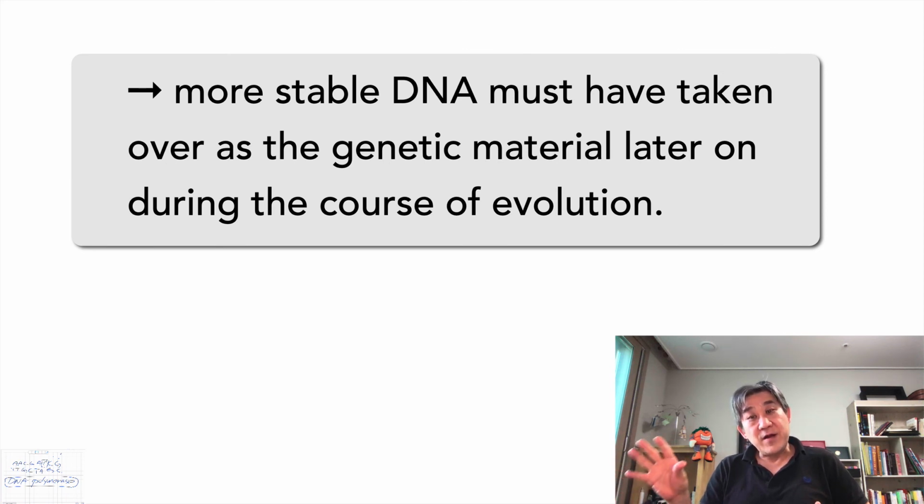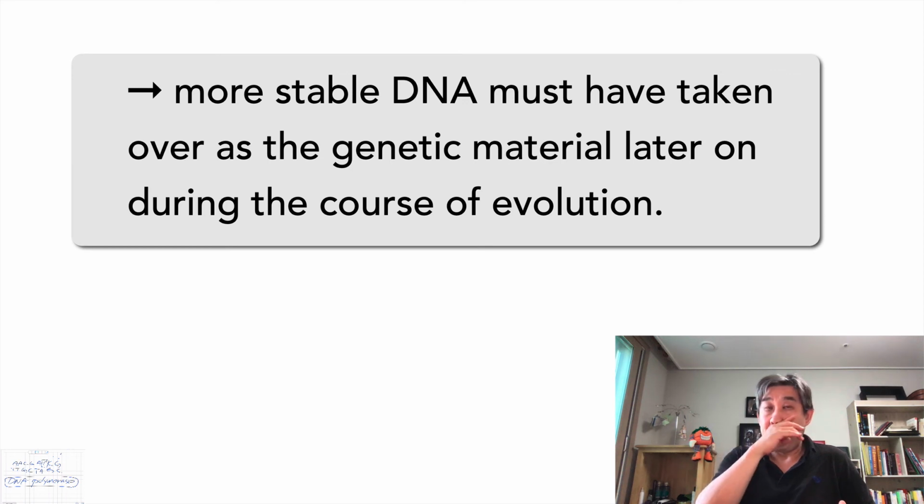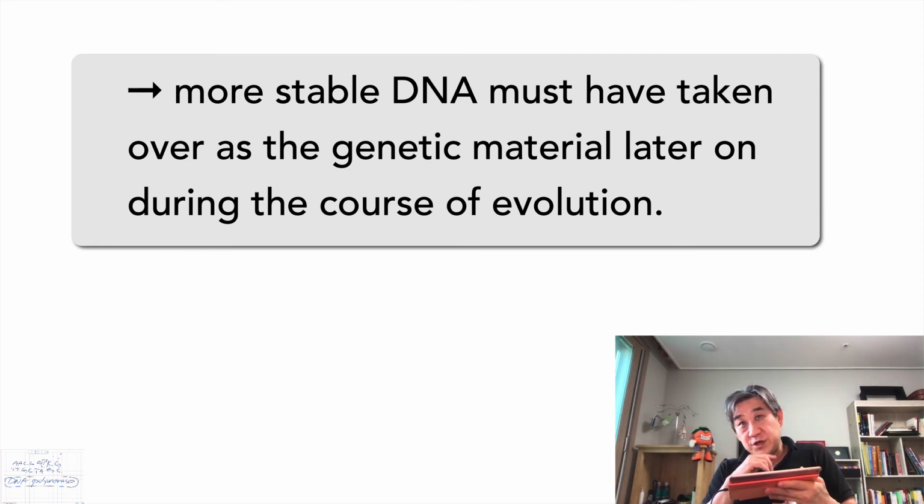at first RNA may have been the genetic material. However, once enough proteins were made, DNA must have eventually taken over as a more stable form of genetic material throughout evolution, is what has happened.